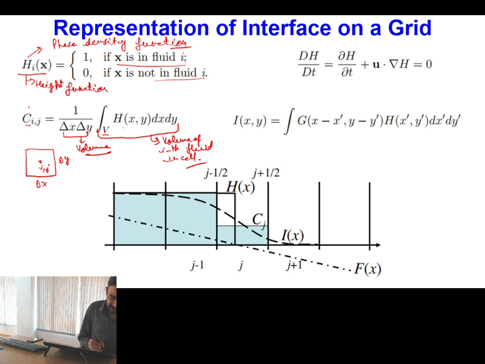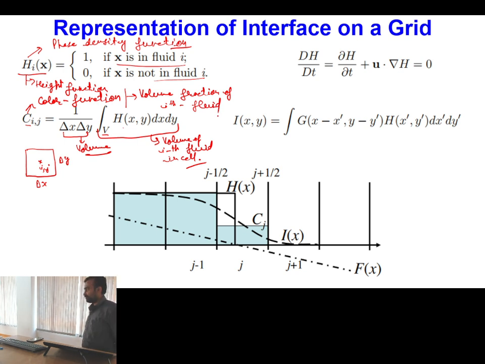So this function C_i,j is another type of interface representation function which is typically called the color function. You can see the mathematical description of this function is giving the ratio of the volume of the ith fluid in the cell divided by the total volume of the cell. So ultimately I can also call this my volume fraction of the ith fluid. Is this one clear?